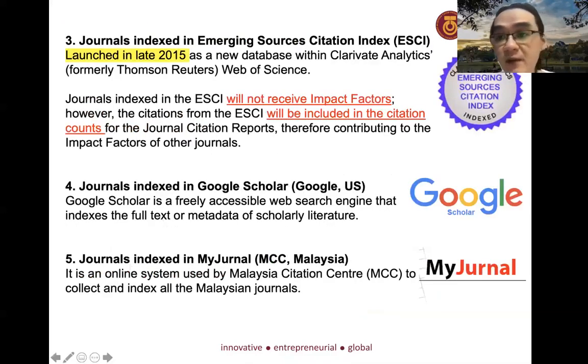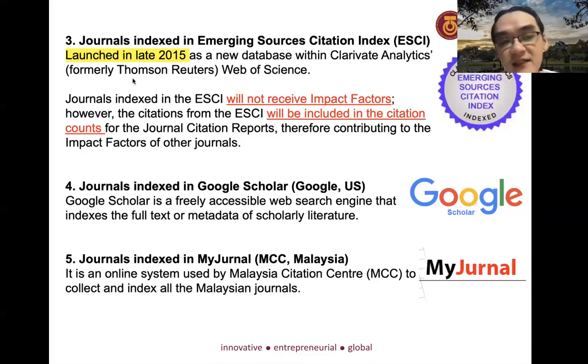And we also have some other journals. If you look at the index here, it is the Emerging Sources Citation Index, in short ESCI. These kinds of journals will not receive an impact factor, but will be included in the citation count for the Journal Citation Report. Maybe I can give you one example of a journal from UTN, the journal Technology. It is one of the journals indexed in ESCI. It has that status, but it hasn't received an impact factor.